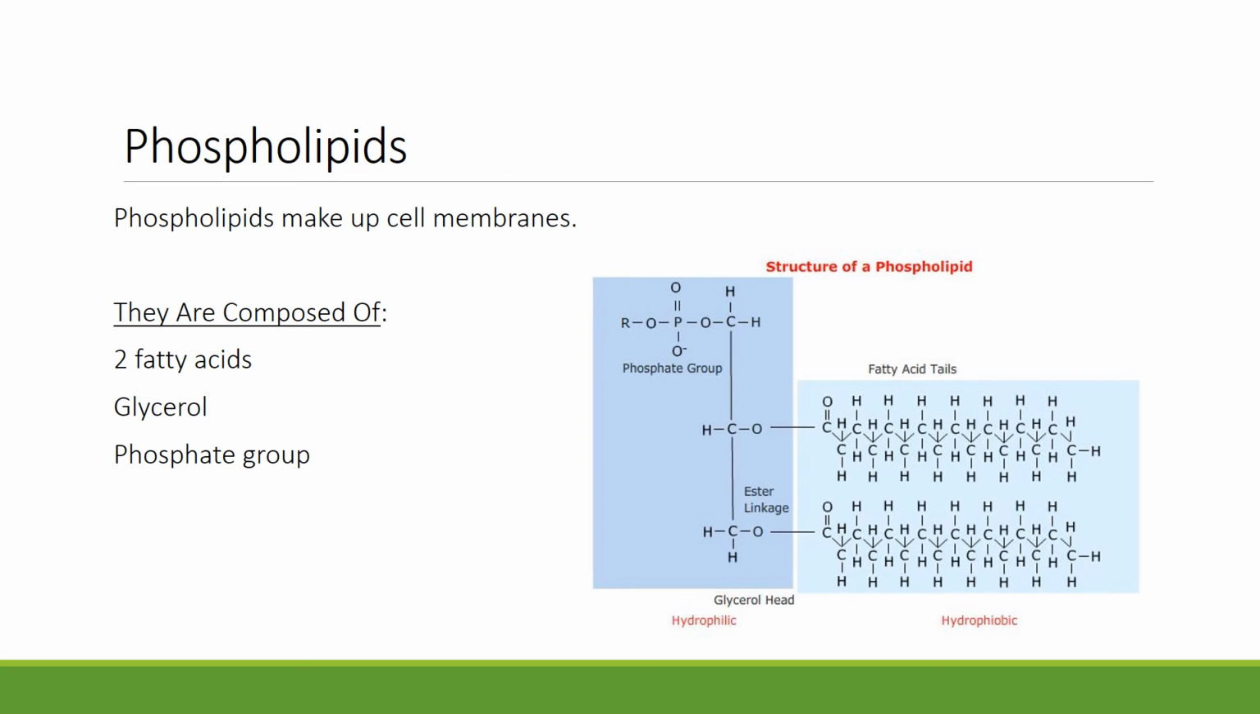The next group of lipids are the phospholipids. Phospholipids are important because they make up cell membranes. Like fats and oils, they have 4 components, but their components are slightly different. They have 2 fatty acids instead of 3, the core of glycerol, but in addition they have a phosphate group. You can see the structure of a phospholipid in the diagram on the right.